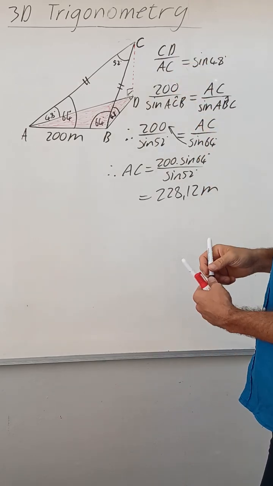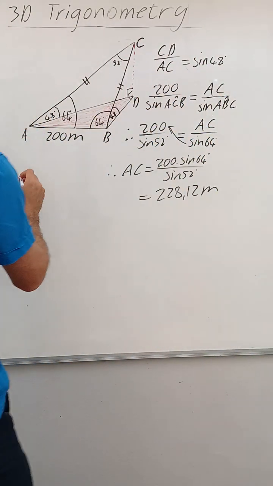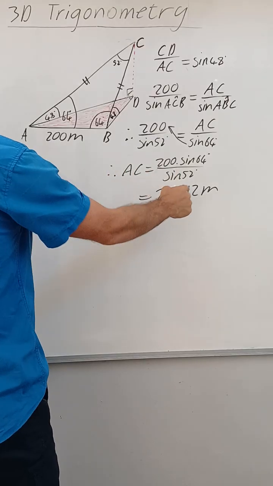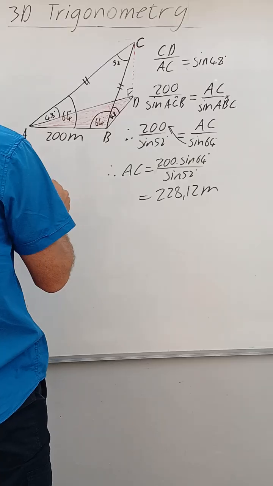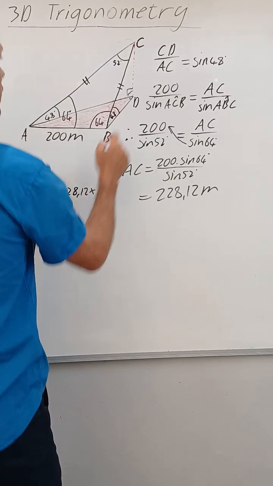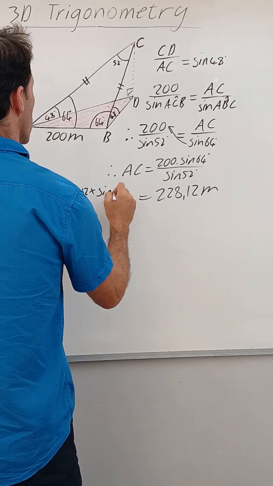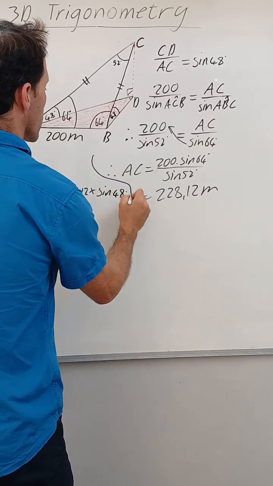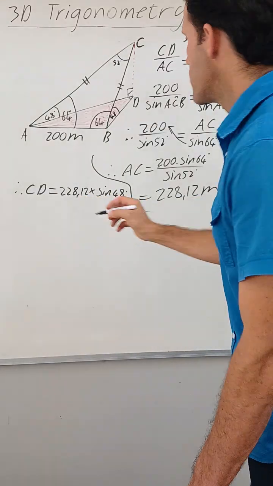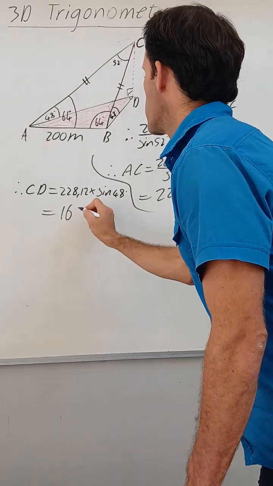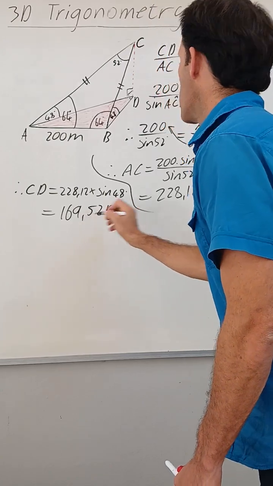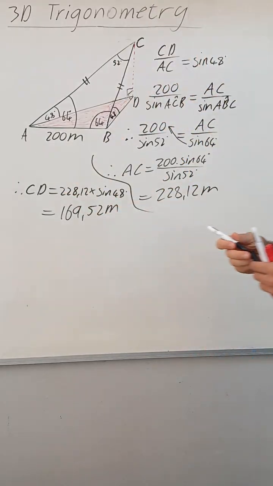And now we can therefore get CD. We can finish off by saying CD will be 228,12 multiplied by sine 48. Let's just draw a line there. And then when you multiply that, you should get 169,52 meters. So that's the height CD.